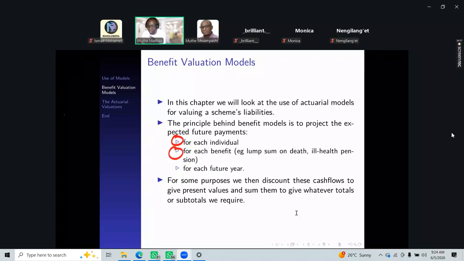Because remember, we can have different types of benefit. We can have, let's say, ill health. We can have benefit because of retirement at the normal retirement age, or because of early retirement, or because of death and stuff like that. So we can have this benefit split into these components, or we can have it for each year, depending on what type of analysis you want to do regarding these projections. So we can have this projection split accordingly.